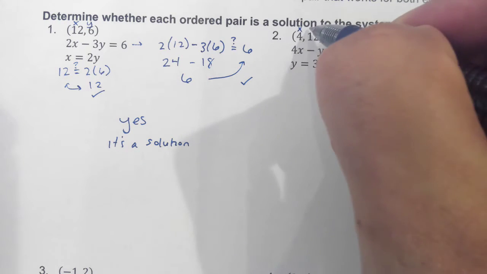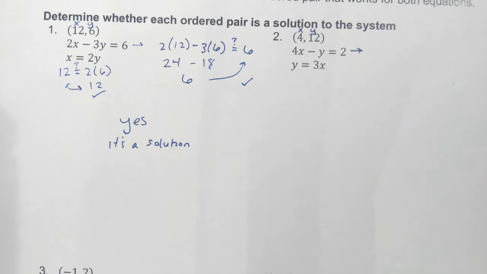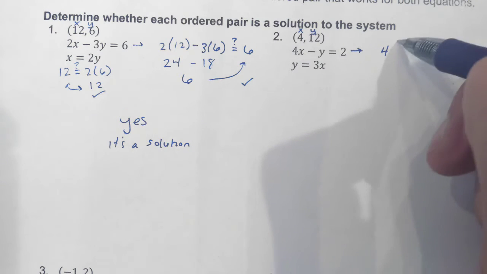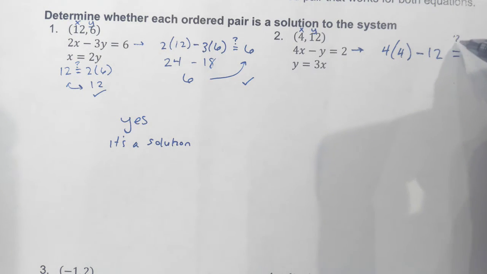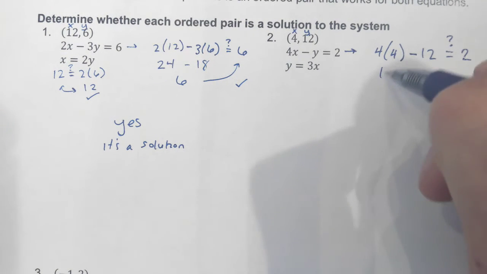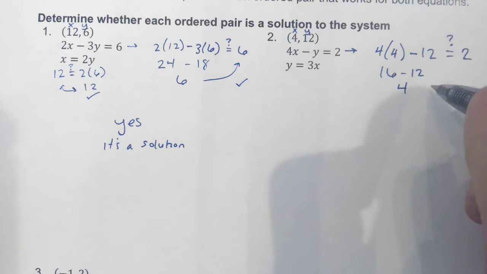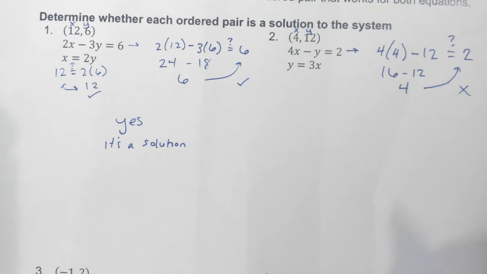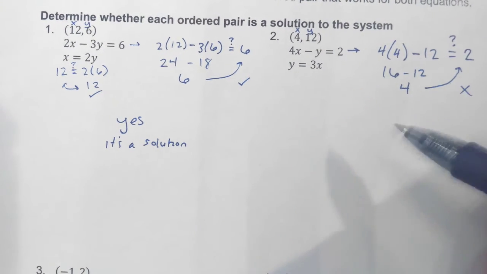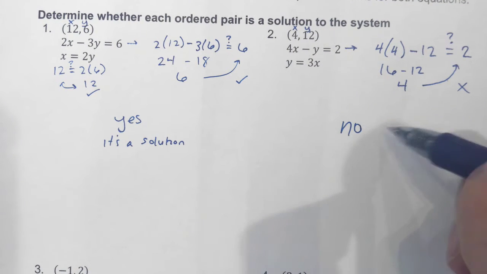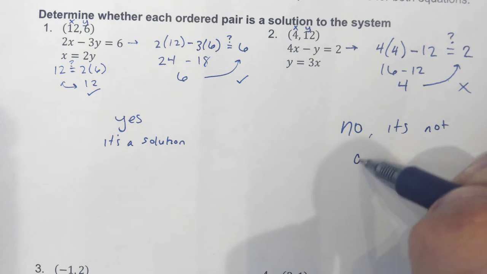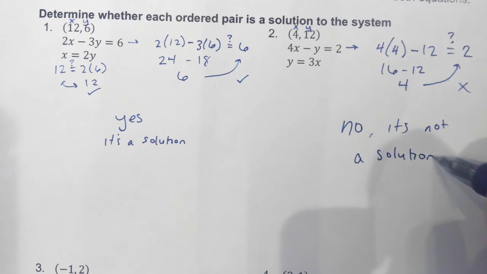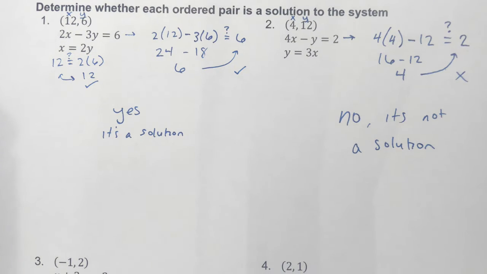Again, x is 4 and y is 12. We'll plug it into the first one. So 4 times x, which is 4, minus y, which is 12. Does that equal 2? 4 times 4 is 16, 16 minus 12 is 4. Right there, no, it doesn't work. Since the first one doesn't work, I don't even need to try the second one. No, it's not a solution. If the first one doesn't work, it doesn't matter what the second one is.